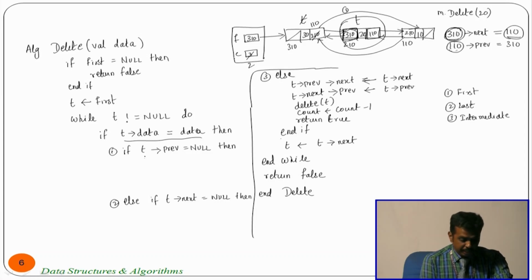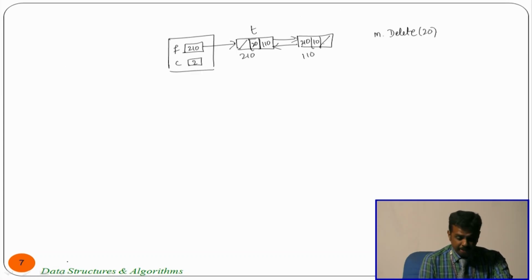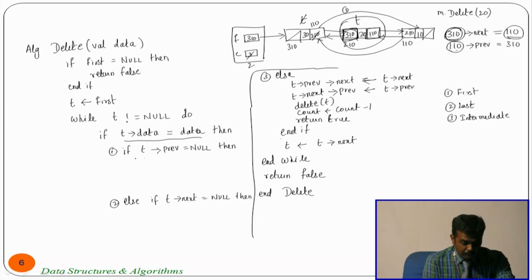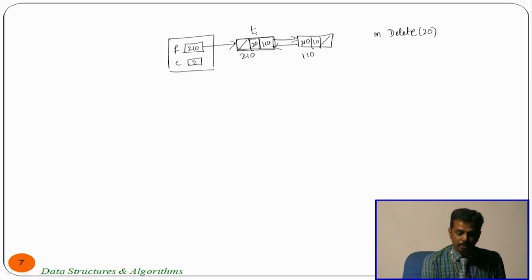In the first iteration itself, the T of data matches with our data. Now, it will be checked whether T of previous is equal to null or not. Now, you check T of previous is equal to null. So, now we have identified the node to be deleted and that node is the first node. If the node to be deleted is the first node, you have to write a different code. We cannot create this link because there is no previous node. So, we have to write different code.